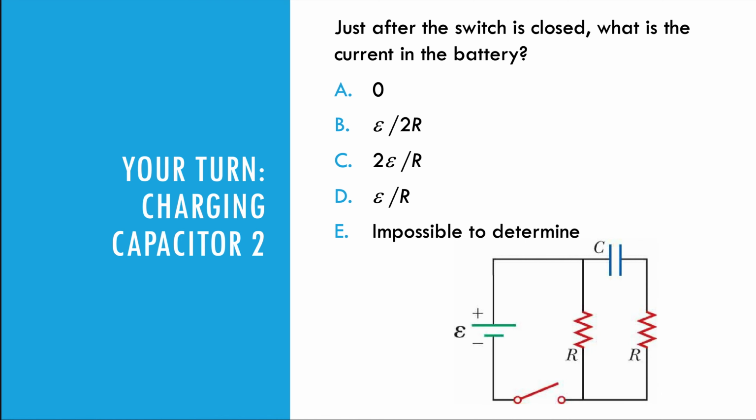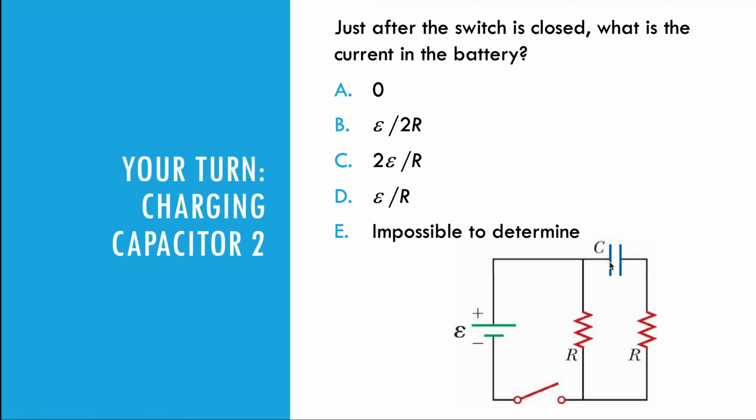Let's take a look at the second question. This is getting a little bit harder here. Just after the switch is closed, which is the same thing as saying the instant the switch is closed, so it's still when the capacitor has not had time to charge yet, what is the current in the battery? So take a minute.